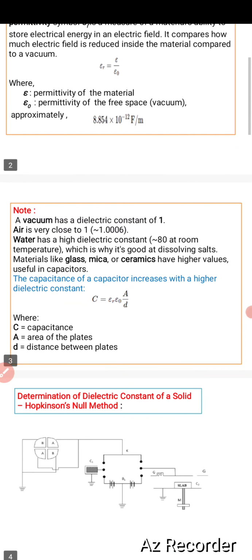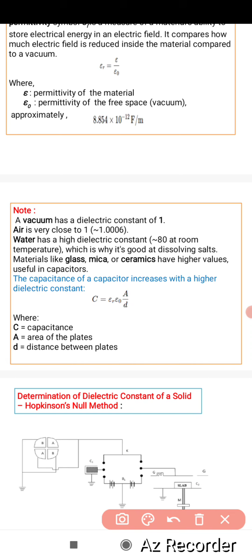Some dielectric constants for some materials: in vacuum it is 1, and for air the dielectric constant is very close to 1, approximately 1.0006. Water has a high dielectric constant, approximately equal to 80 at room temperature, which is why it is a good solvent for dissolving salts. Materials like glass, mica, ceramics have higher values, useful for capacitors.